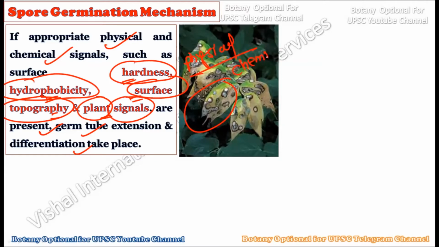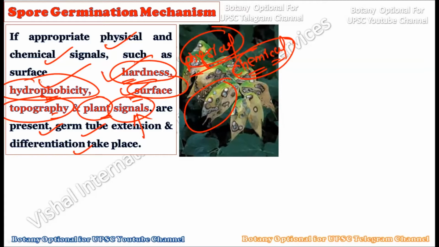Okay. So not only the chemical, we often talk about the chemical signal, but there are also physical signals. And which type of physical signals are there? The hardness of the plant surface, then the hydrophobicity of the plant surface, then which type of plant surface topography is there, and then there is the presence of the chemical signals. So both types of signals, physical and chemical, are analyzed by the germ tube, and if they find it positive, if they find it right, if they find it in their range, then and only then there will be the differentiation within the germ tube.